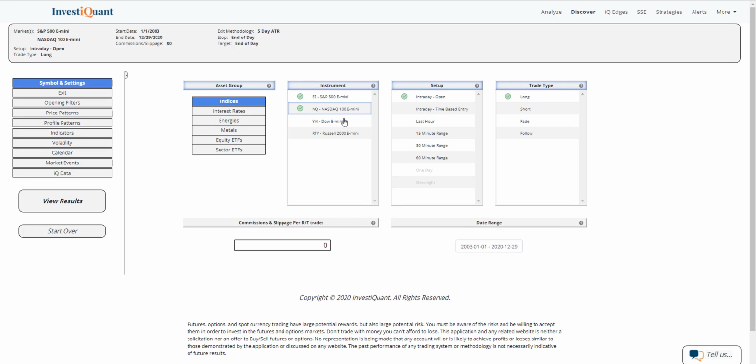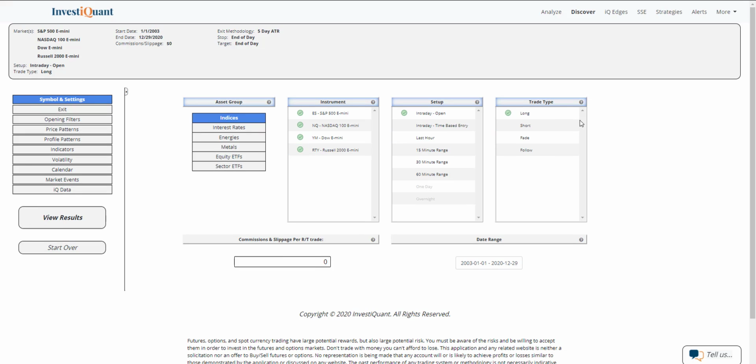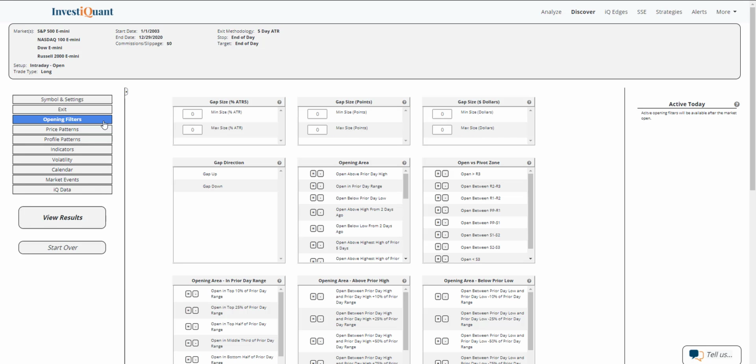I'm going to look at all four instruments. The setup is going to be based upon getting long at the open of regular trading hours, which is 9:30 a.m. Eastern Time. The exit will be 4:15 p.m. Eastern Time, which is the close of regular trading hours. For the opening filters, I'm going to come into this opening area section and hit equals next to open above the prior day high. The market is currently pushing higher in this overnight session and holding above the prior day high. So this is additional strength after yesterday's strong move higher.